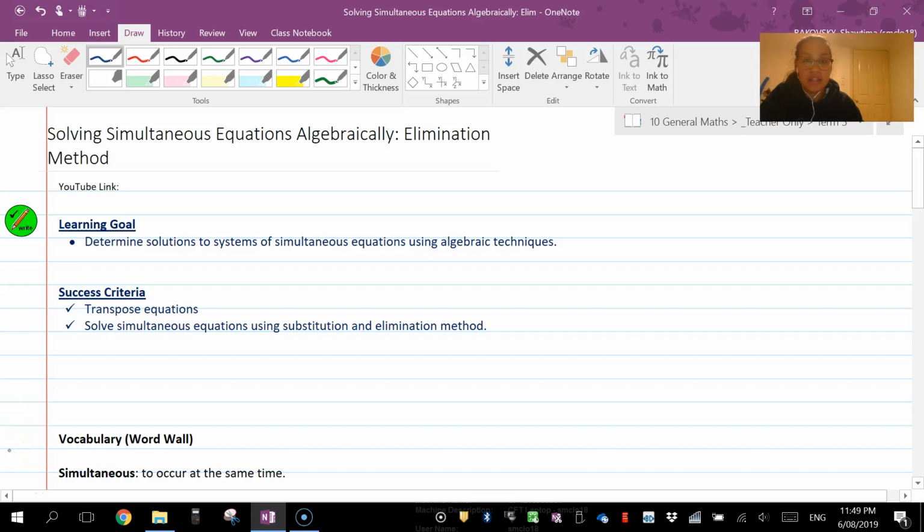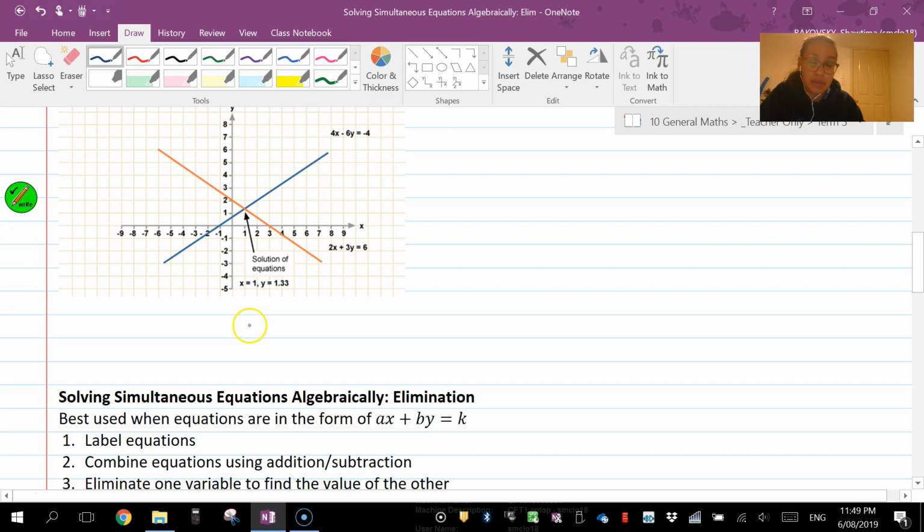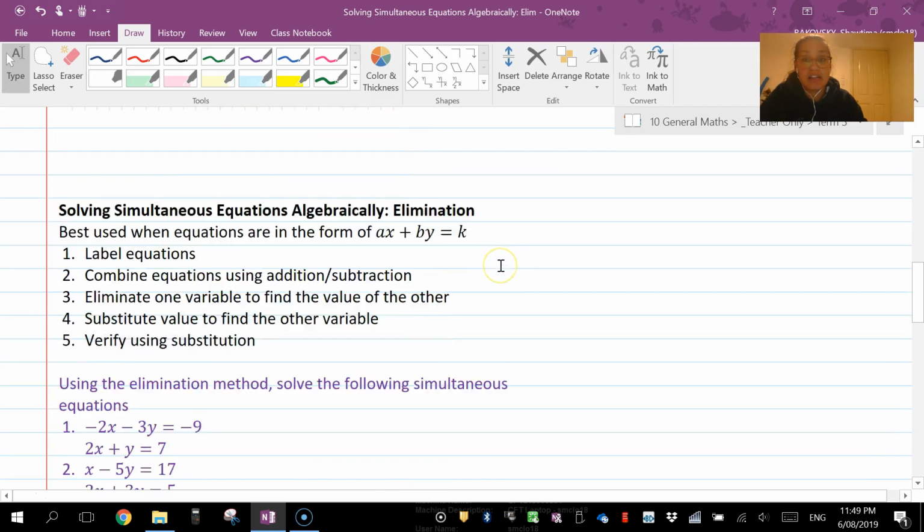Alright, so this is the last way, or the other method for solving equations, or simultaneous equations, using elimination. So just another technique. Again, reminding you, when you solve simultaneous equations, you are looking for that point of intersection. Where are those two lines crossing? At what point are they equal? So that is the whole purpose of using these algebraic techniques.